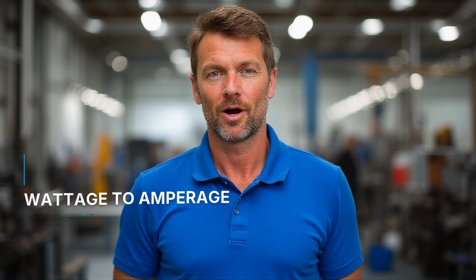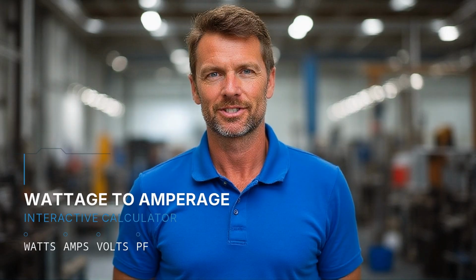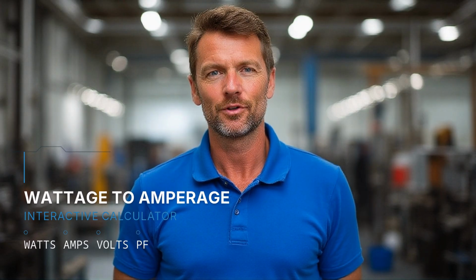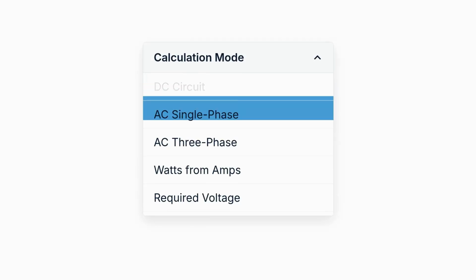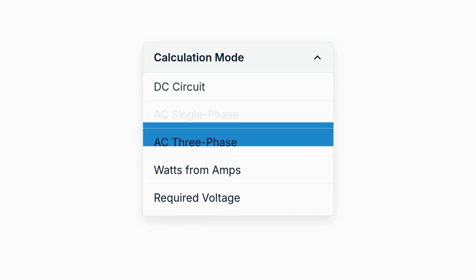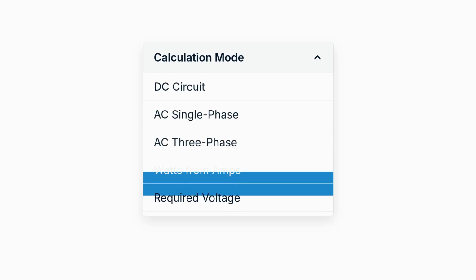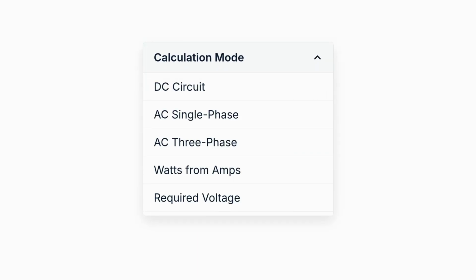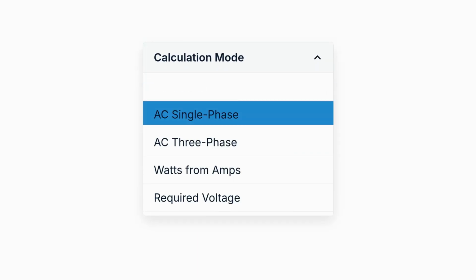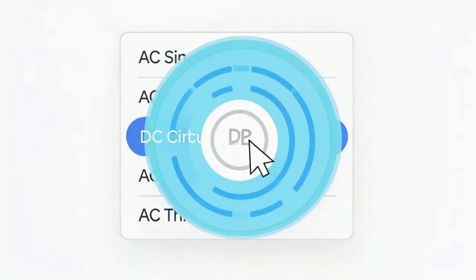Today we're looking at the wattage to amperage interactive calculator, which solves electrical power conversions between watts, amps, voltage, and power factor. The calculator has a calculation mode dropdown with 6 options: DC Circuit Calculate Amperage, AC Single-Phase Calculate Amperage, AC 3-Phase Calculate Amperage, Calculate Watts from Amps, Calculate Required Voltage, and Calculate Power Factor from Real Power. For this demo, I'll select DC Circuit Calculate Amperage.